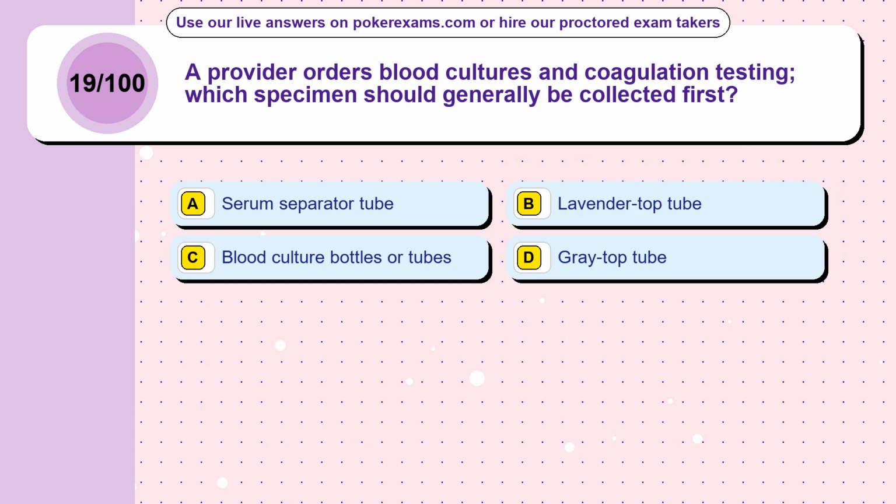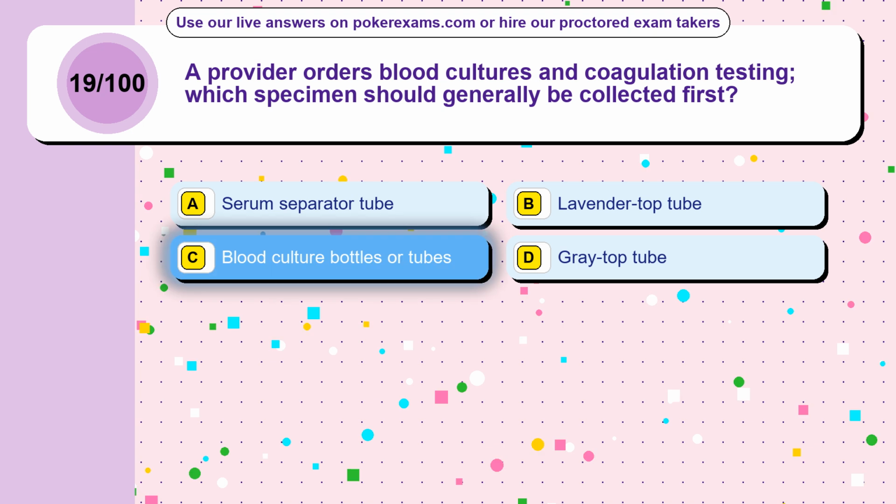Question 19. A provider orders blood cultures and coagulation testing. Which specimen should generally be collected first? Option A, serum separator tube. Option B, lavender top tube. Option C, blood culture bottles or tubes. Option D, gray top tube.